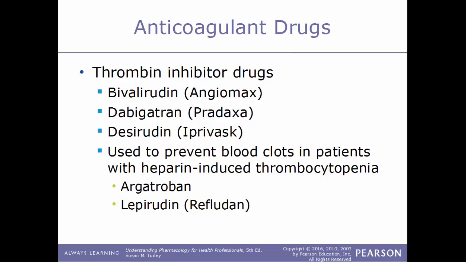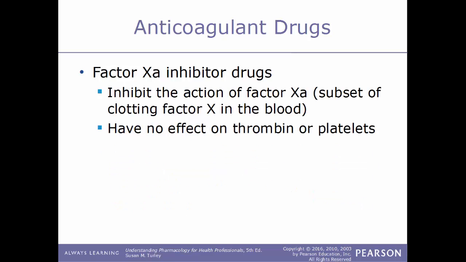Some examples of thrombin inhibitors: bivalirudin, sold under the trade name Angiomax; dabigatran, sold under the name Pradaxa; desirudin, sold under the trade name Iprivask. Some thrombin inhibitors are used to prevent blood clots in patients with heparin-induced thrombocytopenia, which is a deficiency in platelets within the blood. Some examples of these kinds of thrombin inhibitors would include argatroban and also lepirudin, which is sold under the trade name Refludan.